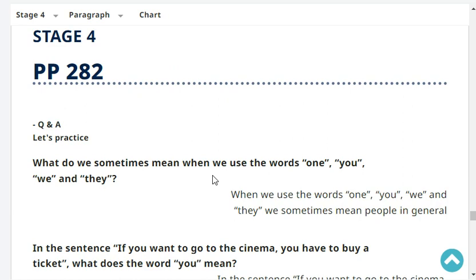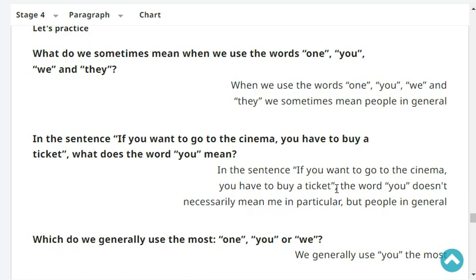What do we sometimes mean when we use the words one, you, we, and they? When we use the words one, you, we, and they, we sometimes mean people in general.